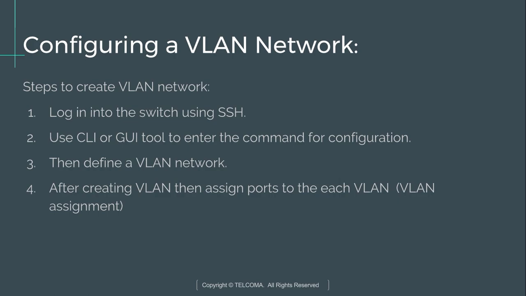Then we define the VLAN network, and after creating the VLAN, we assign particular ports to the particular network. This assignment of the ports in a VLAN network is known as VLAN assignment. So this is how we configure a VLAN network.